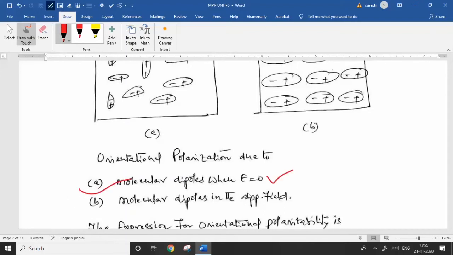And orientational polarization when applying an electric field, the molecular dipoles will be represented like this. This is what is known as orientational polarization due to molecular dipoles in the applied field. In the presence of applied field, it will be like this, and in the absence of electric field, it will be like this.